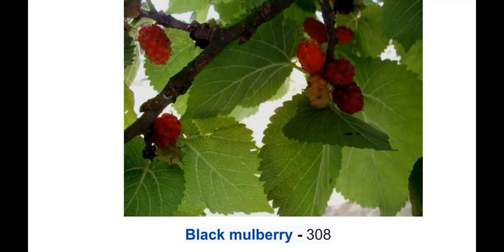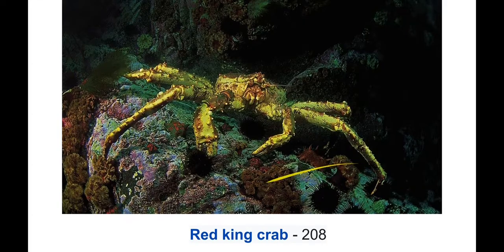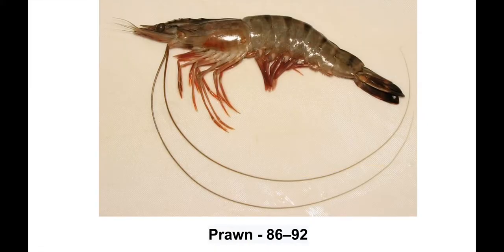Okay, then again, you think that humans are a very complicated creature. We are not, because many plants have more DNA, more information, and as you know, even black mulberry has 308 chromosomes, many more than humans have. And other creatures like crab and catfish and even prawn have very many chromosomes. So they look simple, but they are not.